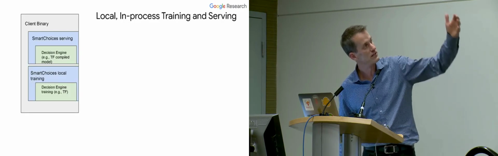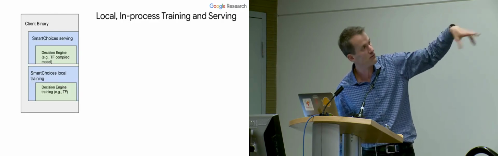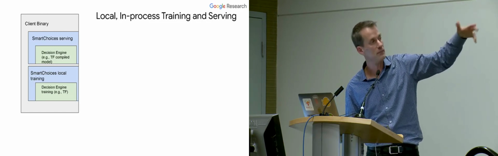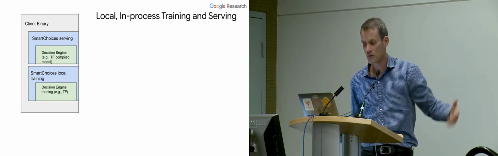And so how do you actually deploy such things? The simplest configuration is you just have a local in-process system that's making decisions and updating models locally from in-memory results of rewards that are given to it.